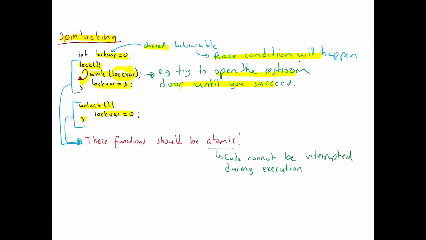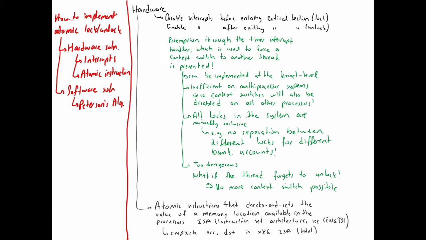And if you want to make this work, then we have to make sure that this function is atomic. What we mean by atomic is that the code in the lock and unlock part should not be able to be interrupted during execution. This is basically our main requirement. So the question is, how do we implement an atomic lock and unlock?